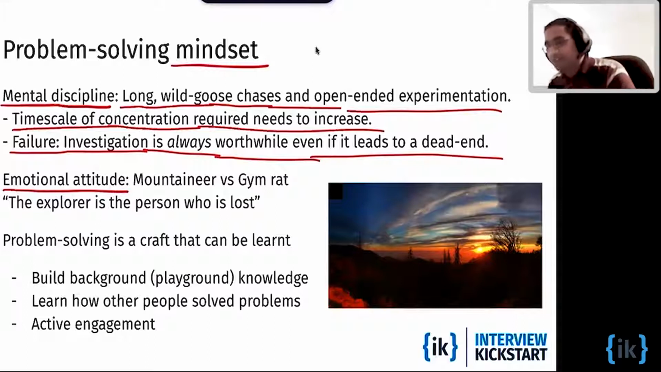Secondly, we need to change our emotional attitude towards these type of questions. Many people have an aversion to these types of questions, because they think that if you can't immediately see the method, somehow either you're not smart enough, or there's something wrong. Well, there's nothing like that.